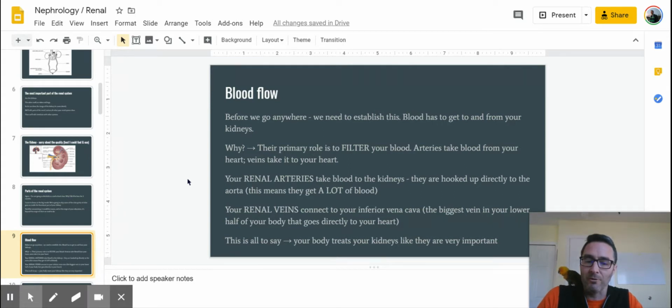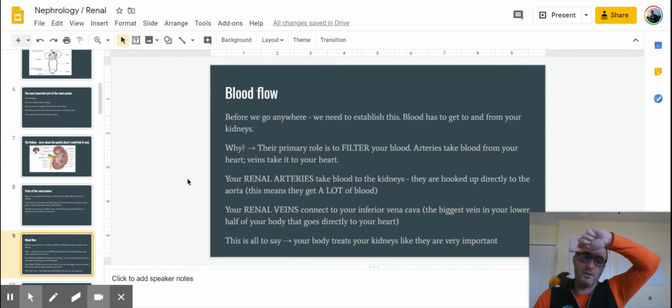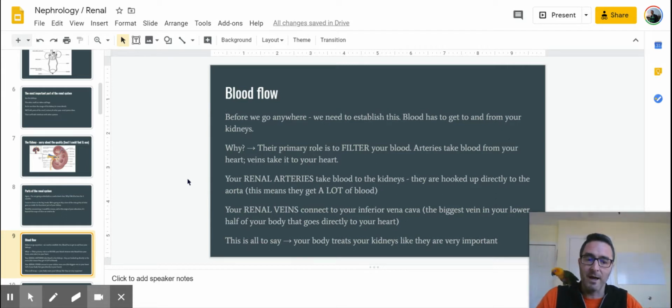And those renal arteries are connected directly to the descending aorta. And that aorta should ring a bell because the aorta comes directly off the heart. Now, that aorta is arched off the heart and worked its way down, so they've lost some blood flow. But those renal arteries are connected directly to the biggest artery in your body. So that means they see a lot of blood, and they actually see a fair amount of blood pressure too, and that's important. Your renal veins, which drain your kidneys, connect directly to your inferior vena cava.